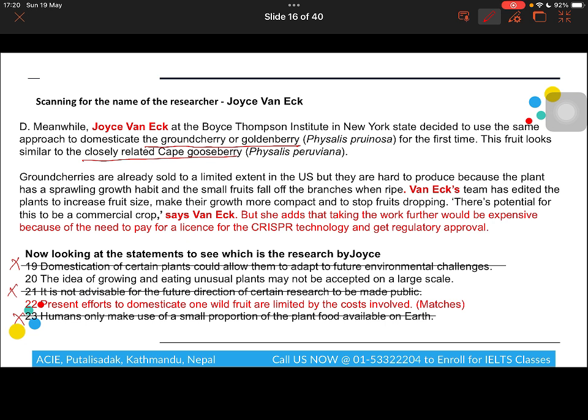So let us see in the options that are remaining which one matches. The idea of growing and eating unusual plants may not be accepted on a large scale, so I did not find any information regarding this. Present efforts to domesticate one wild fruit are limited by the cost involved. So that one wild fruit is actually ground cherries, and it is limited by how expensive it is going to be. So 22 is going to be our answer for option number C.